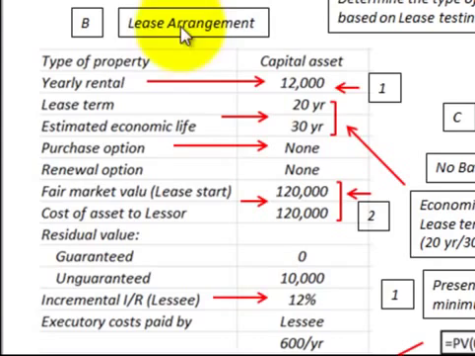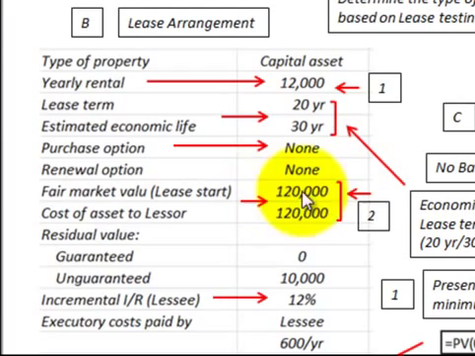So first, going over to our lease arrangement, I'm only going to touch on the items that affect this example. We have a yearly rental rate of $12,000 per year, and the lease term is for 20 years. The estimated economic life of the leased asset is 30 years. And we don't have any purchase option or bargain purchase option, so there's none in this example.